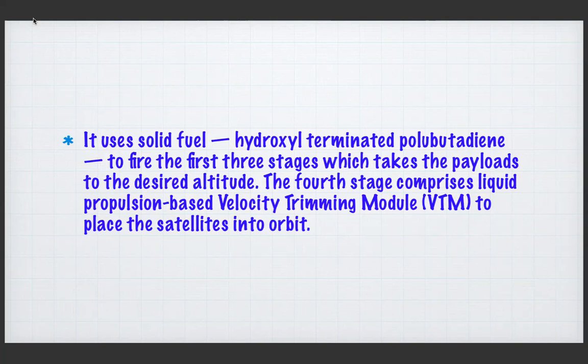The fourth stage comprises a liquid propulsion based velocity trimming module to place the satellites into the orbit. The final stage is the velocity trimming module. There they have used the fuel called MMH, monomethyl hydrazine. So altogether we can say broadly 4 stages: first, second, third, fourth. And the fourth stage is meant to deploy the satellites, which is the velocity trimming module.